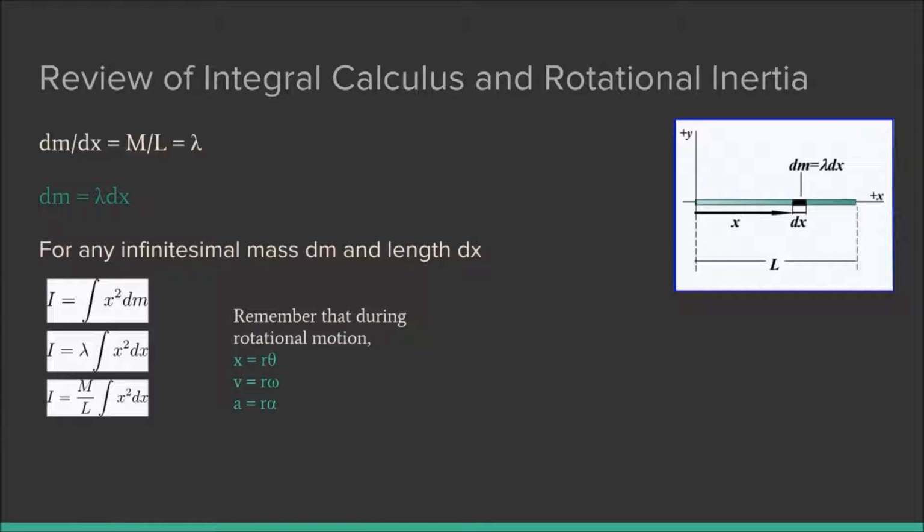Alright, also remember that during rotational motion, x equals r theta, v equals r omega, and a equals r alpha. Just remember those three things for change of variables between linear and rotational velocities, positions, and accelerations.